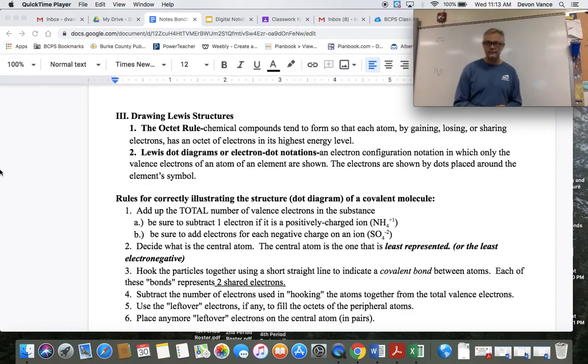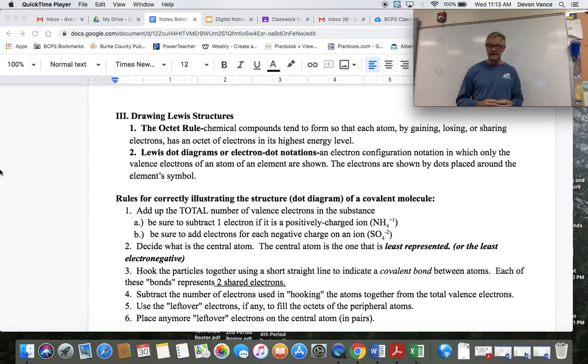All right. Today's mini lecture is going to deal with drawing Lewis structures. Before we go into today's lecture about how to draw a Lewis structure, let's first go over the three types of bonds. First, we have the ionic bond. We know that that's going to be a metal and a nonmetal. Then we have the molecular bonds or the covalent bonds. That's going to be a nonmetal and a nonmetal. Finally, the metallic bonds, which is a metal and a metal.